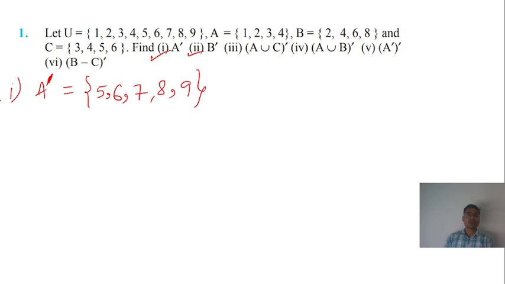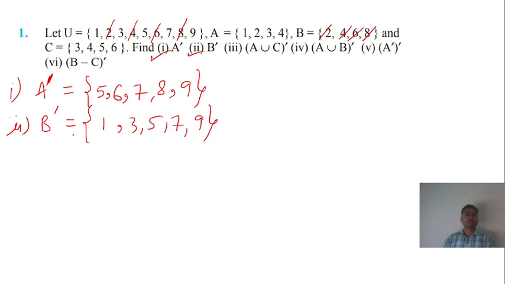Now we have to find B complement. Second part is B complement. To find B complement, what we have to do? We have to remove the B set from this universal set once again. So 2 4 6 8. After removing 2 4 6 8 from universal set, what we left is 1 3 5 7 9. So this is the B complement set.